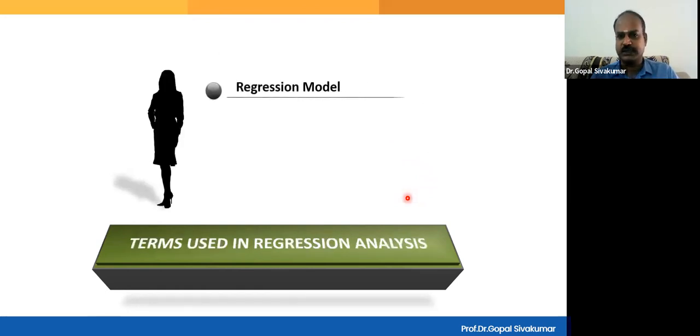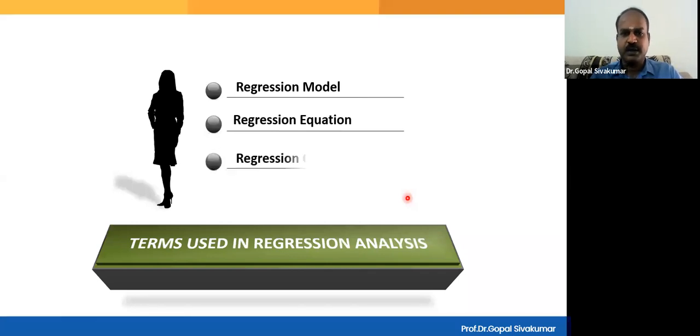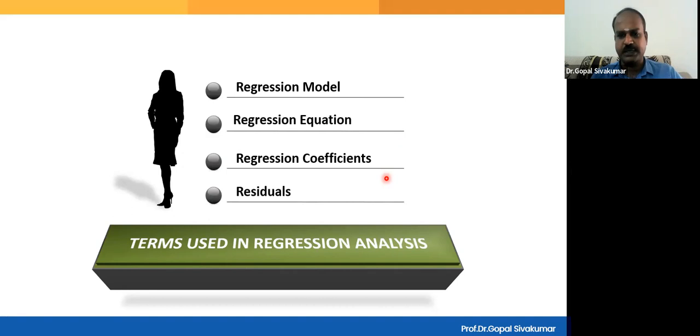So, terms used in regression analysis. Regression model: there are different regression models, such as linear, quadratic, cubic, and so on. We'll see them. Then there is the regression equation, nothing but the mathematical equation showing the relationship between the x variable and the y variable. Then the regression coefficient. In your regression equation, you will have the y variable on one side and all the x variables on the other side, and each x variable will have a coefficient. That is what we call the regression coefficient. And then there is the residual, right?